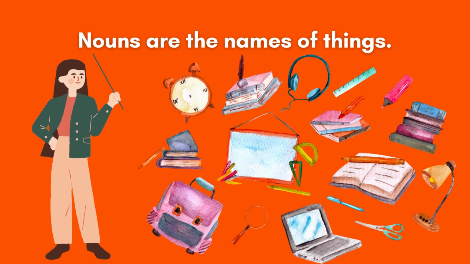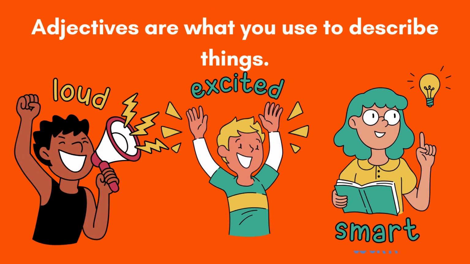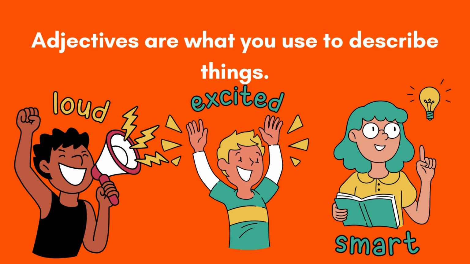Tips for remembering. Nouns are the names of things. Verbs are what you do. Adjectives are what you use to describe things.